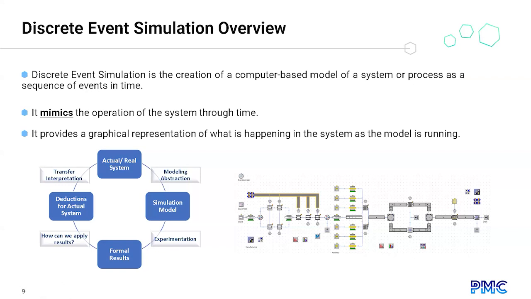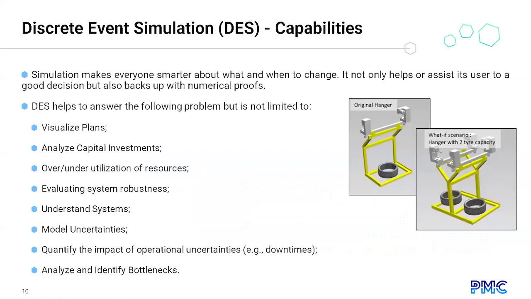And why is it useful? So we can use DES to test different things without impacting the real shop. So we can experiment with different scenarios, create some what-if scenarios, and see how the system behaves. So in other words, the simulation helps people make smarter decisions by showing what changes are needed and when to make these changes. So we can test different scenarios and outcomes before making the changes in the real world.